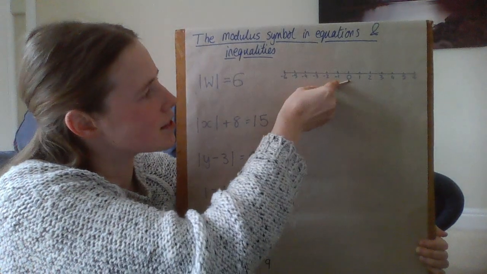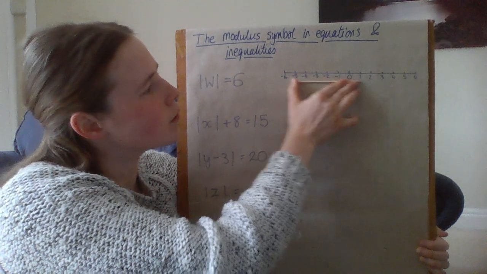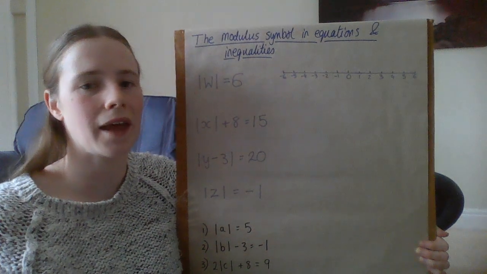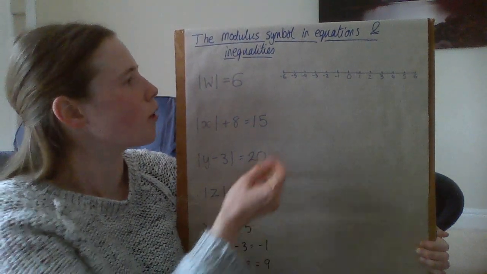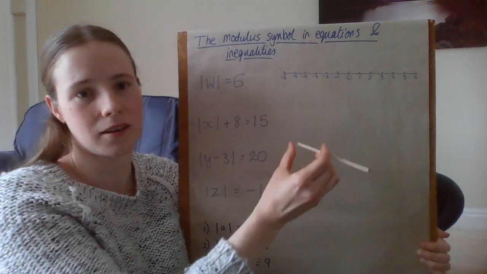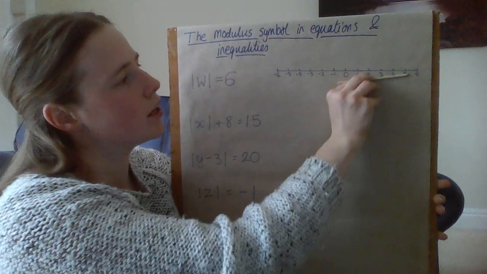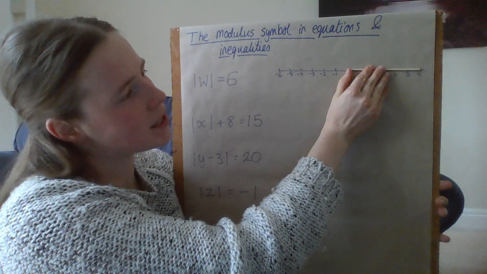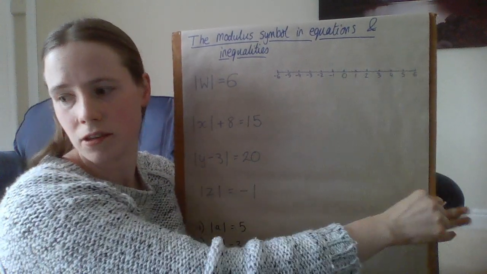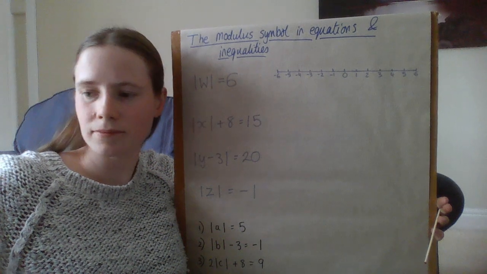So if we look at that distance there from 0 to 6 or to minus 6, it's exactly 6 along. And what I'm being told here is the distance from 0 to W has to be exactly 6, which is why I'm using a stick, because it's got a rigid set length. So if we look at this, W could be 6, because the distance from 0 up to 6 is exactly 6. So W could be 6.